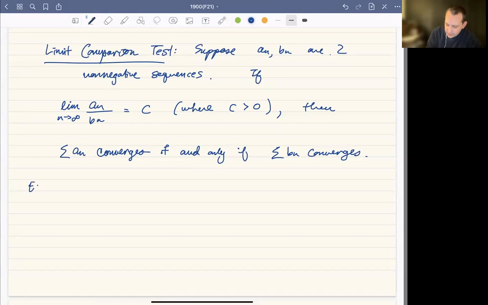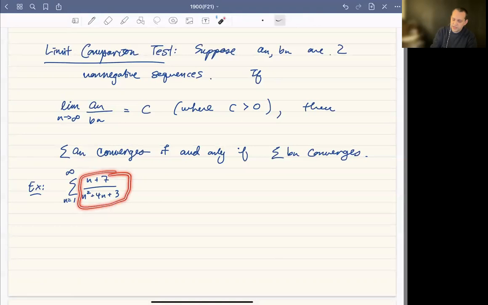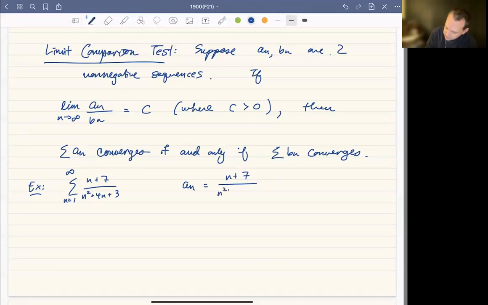And so let's look at something like the sum of n plus 7 over n squared plus 4n plus 3, as n goes from 1 to infinity. I want to take this sequence, n plus 7 over n squared plus 4n plus 3, to be my a sub n. So our a sub n is this entire thing in the sum. And we want to figure out, what can we compare this to? When n is large, what is this value approximately?